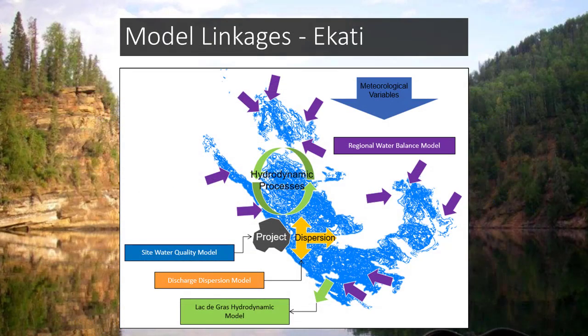This is a similar one. This is the Qatc mine. Again, similar types of things. There's a project that has a discharge to a lake. In this case, all the models are shown in different colors. So there's a dispersion model to understand the near field effects, hydrodynamic model to understand the large lake effects, and a regional water balance model showing all the different tributaries coming in to understand how much flow comes into this lake.